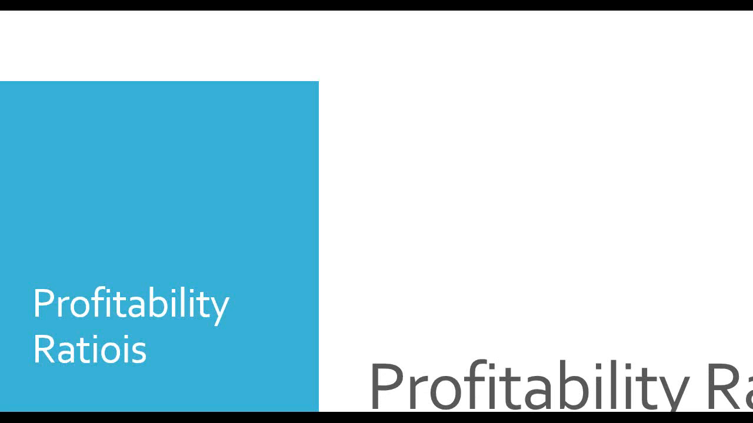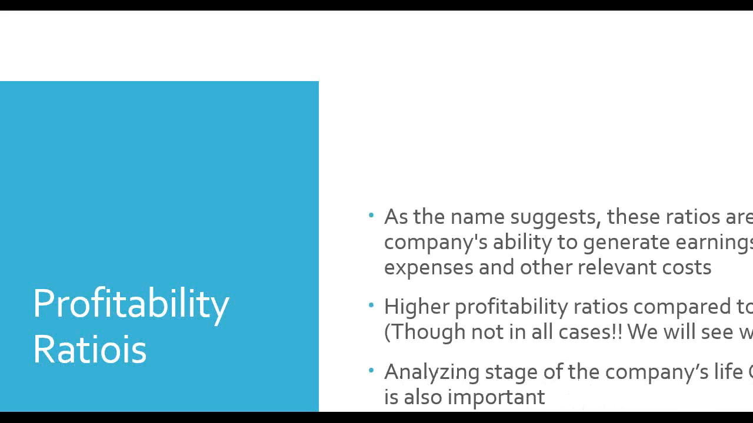Profitability ratios, as the name suggests, are used to analyze a company's ability to generate earnings as compared to its expenses and other relevant costs. Obviously, higher profitability ratios compared to peers are generally good, but that is not the case in all situations. We'll see which situations are such as we go forward. Analyzing the state of the company's life cycle and the industry life cycle is also important, as I just mentioned.